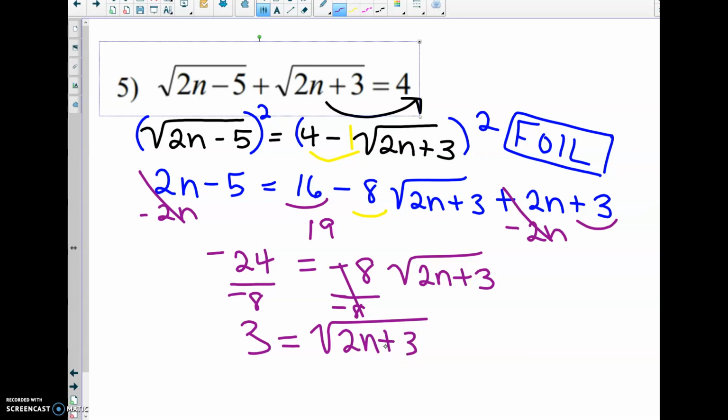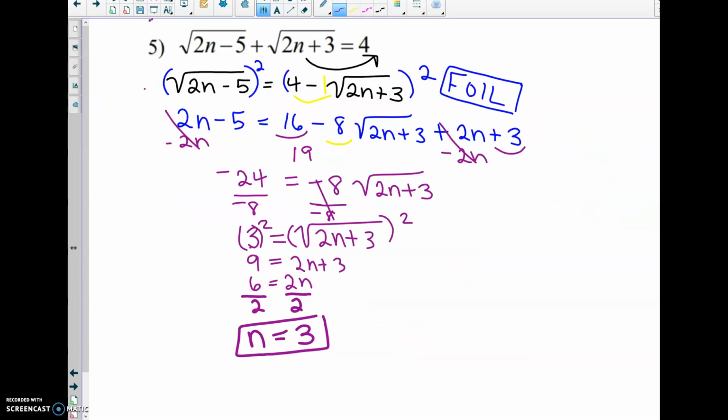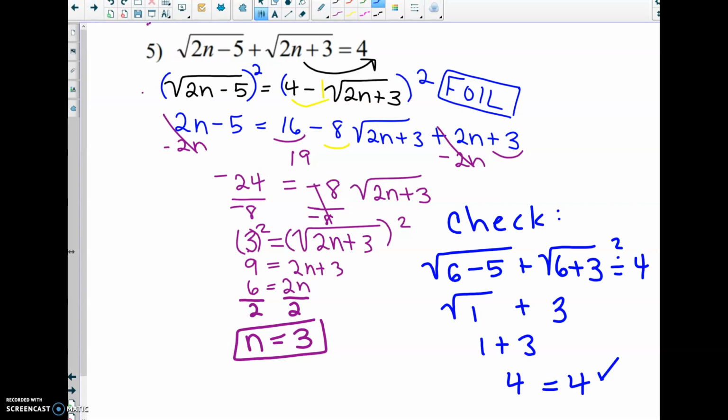Finish this equation and solve for n. Squaring both sides will result in 9 equaling 2n plus 3. 9 minus 3 is 6. Divide both sides by 2, so n equals 3. Take a minute and check to see if 3 is a solution or an extraneous root. I checked to see if n equals 3 is a solution, and it does check out, so n equals 3.